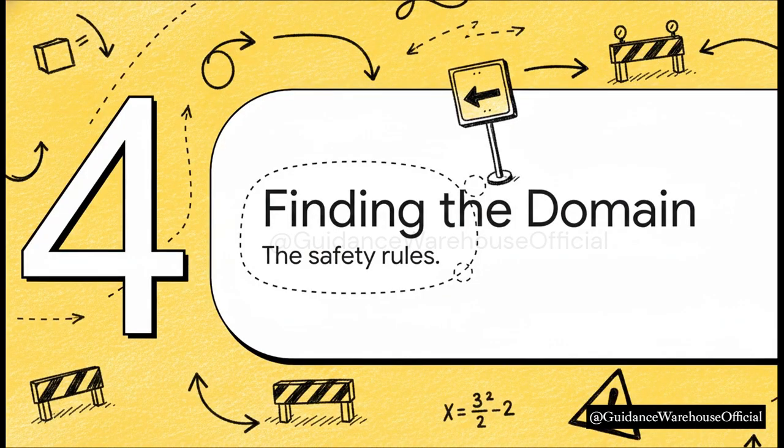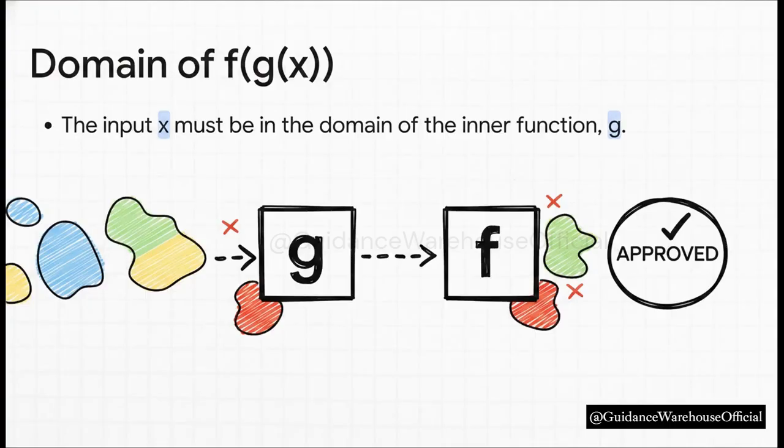So we're getting pretty good at using this new tool, but like any powerful tool, there are some safety rules. We have to talk about the domain. Basically, what inputs are we even allowed to use in the first place? I like to think of it like this. An input value has to survive a two-part journey. First, checkpoint 1. x has to be a legal input for the inner function g. If it passes, great. Then comes checkpoint 2. The output from g has to be a legal input for the outer function f. If it fails at either of those points, it's out. It's not in the domain.